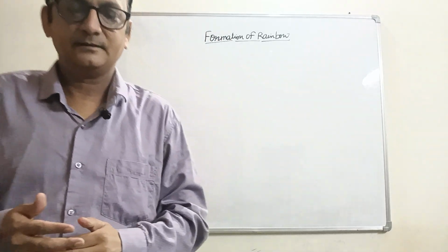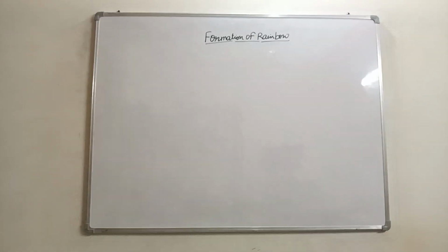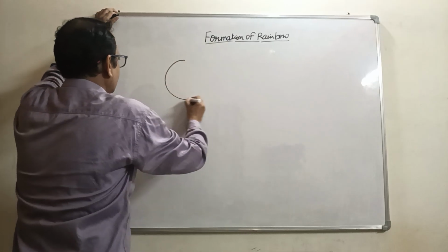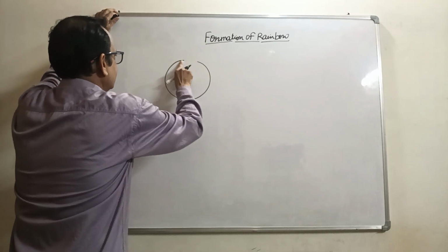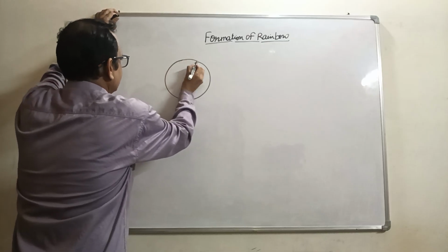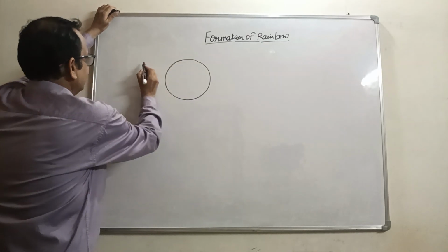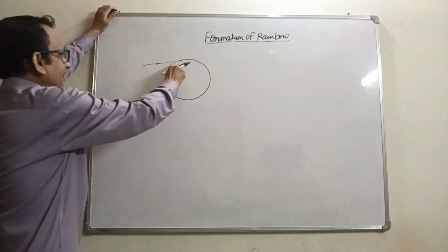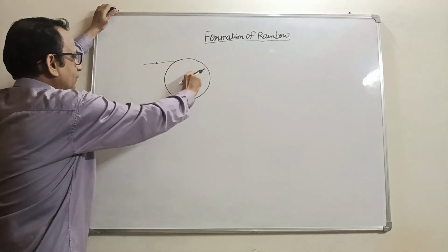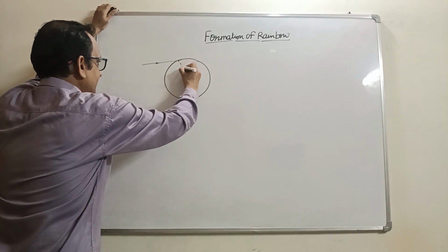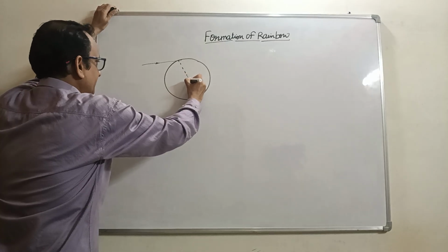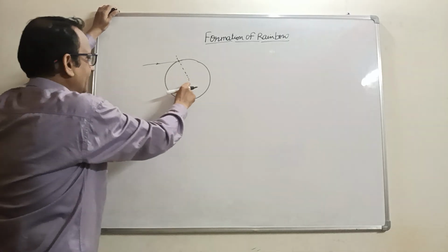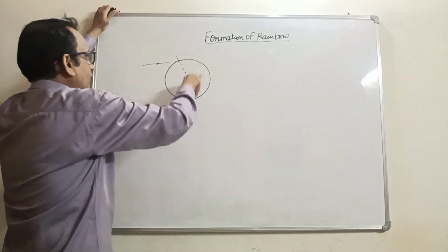So let us explain here. In the primary rainbow, this is a water droplet. This is a water drop. When the white ray is incident on this water droplet, this is the optical normal of the sphere. This is a spherical droplet.